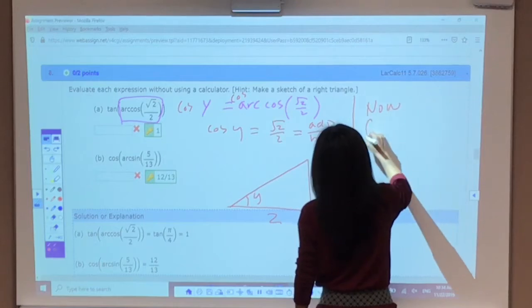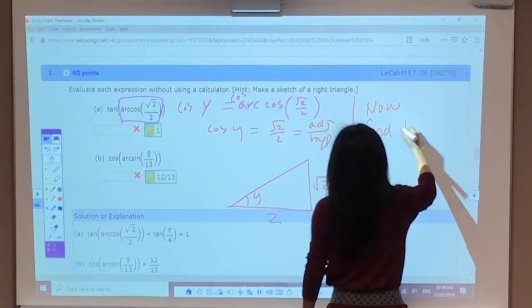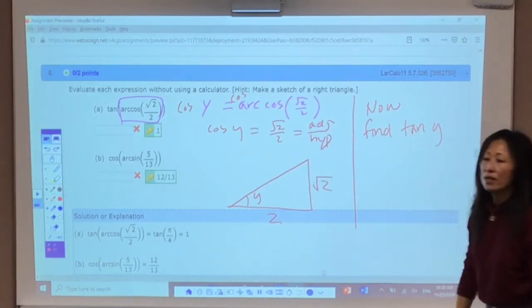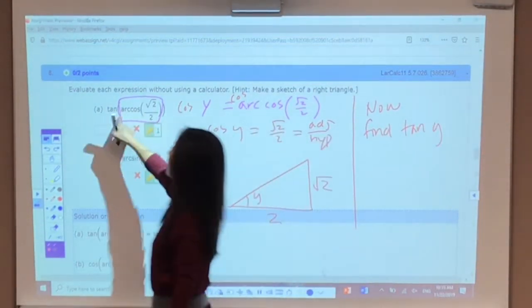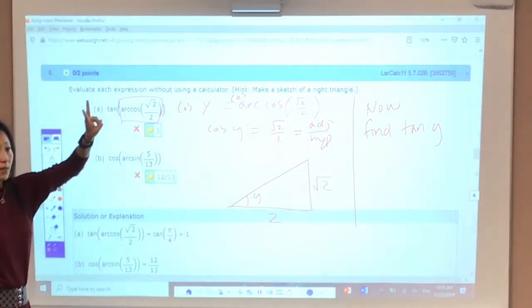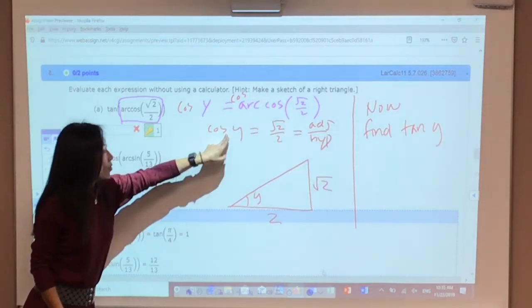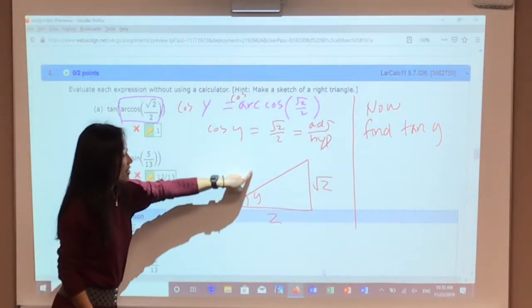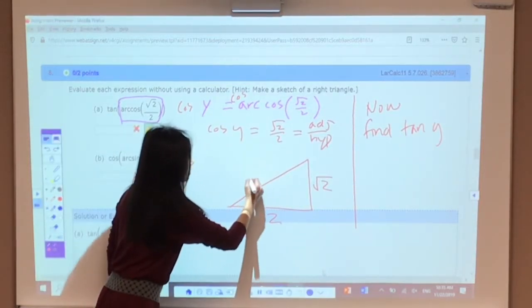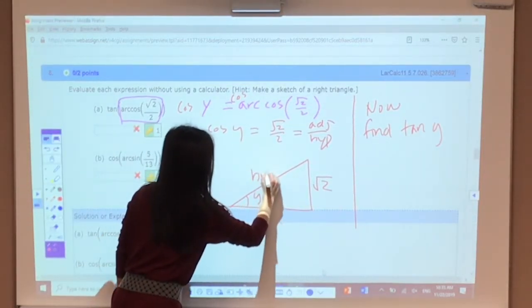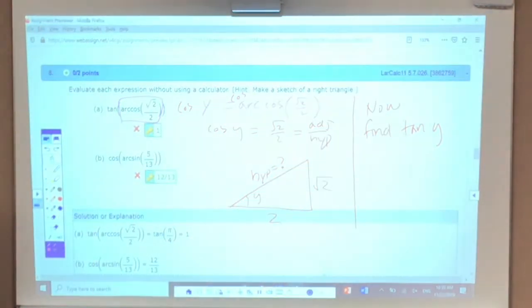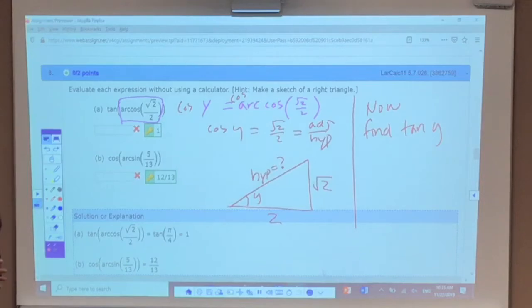All right, now find what? Find tangent y. That's what this is actually telling us: find the tangent y. So this problem is a two-part problem. You gotta find cosine first. You need to find this missing point. What is my hypotenuse? All right, I'll give you this much hint. So go ahead and finish. If somebody finishes, raise your hand if you're done.